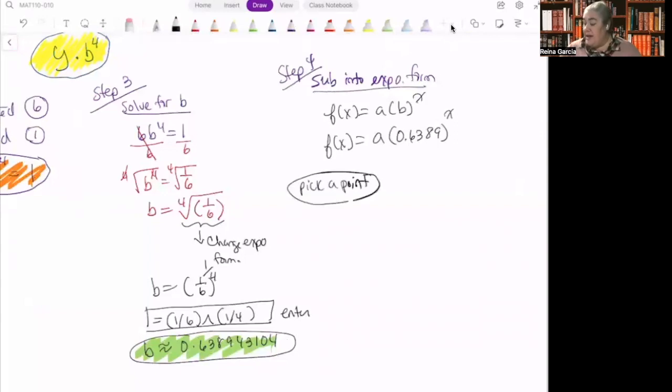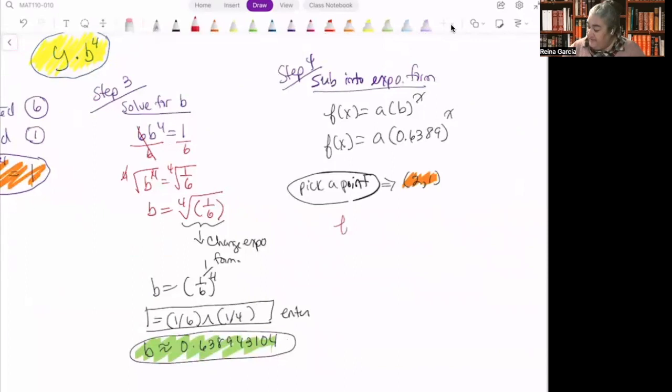Once again, I'm going to stick with the point we picked earlier, which was the point (2, 1), our second point that we had highlighted in orange. I'm going to do that same point just to keep things consistent. So we're going to sub that in.